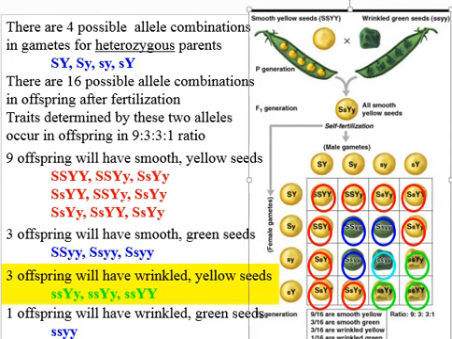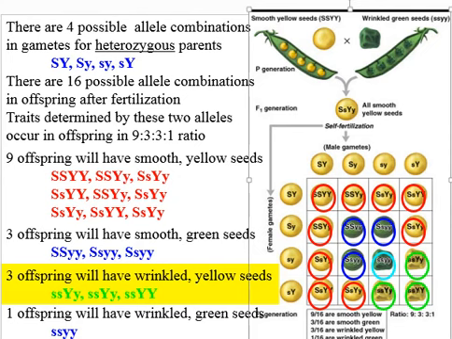Now, if you look at the phenotype of those, in other words, are they yellow or are they green? And are they smooth or are they wrinkled? This is where you see that 9:3:3:1 ratio. 9 of these have at least 1 big S and 1 big Y. That's a dominant allele, a dominant version of that trait, which means that they're smooth and they're yellow. 3 of them have the dominant smoothness trait, so they are smooth, but they have the recessive, 2 little y's, color trait, which means they're not yellow, they're green.